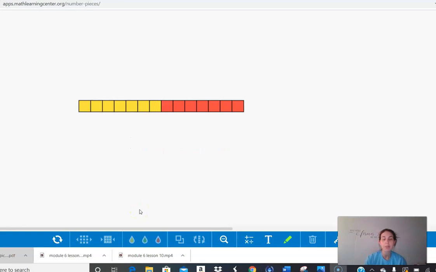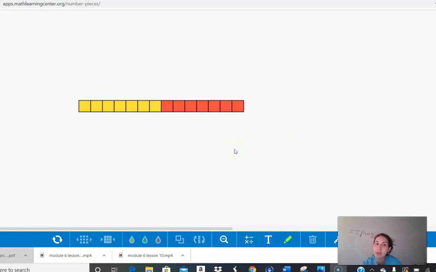Now I would like for you to make a row, one row of 14. That's what I've done here. One row of 14. 1, 2, 3, 4, 5, 6, 7, 8, 9, 10, 11, 12, 13, 14. And it is a rectangle. It's got 2 long sides that are equal, and we have 2 short sides that are also equal to each other. Okay, so it is a rectangle.